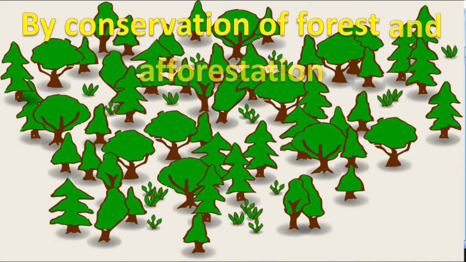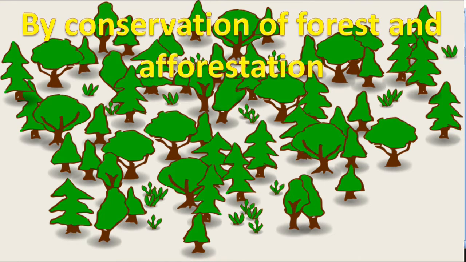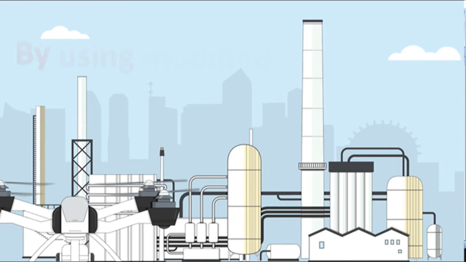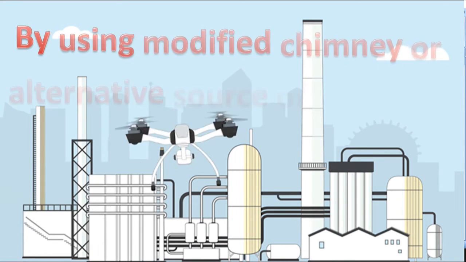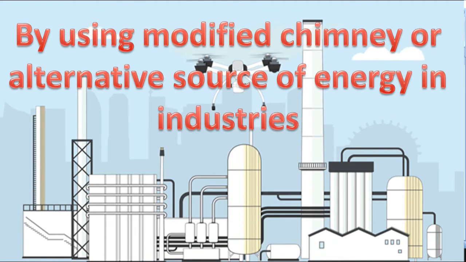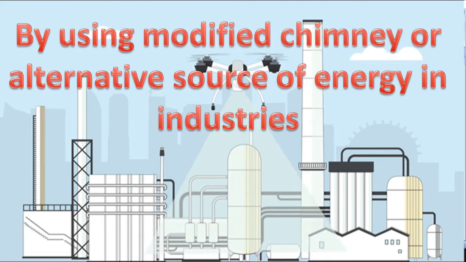Conservation of forests and afforestation help to maintain the quality of air. It helps to recycle carbon dioxide. By using modified chimneys or alternative sources of energy in industry, we can help to reduce emission of harmful gases in the air.